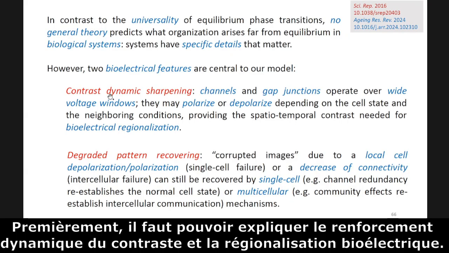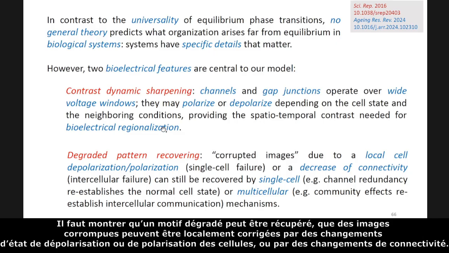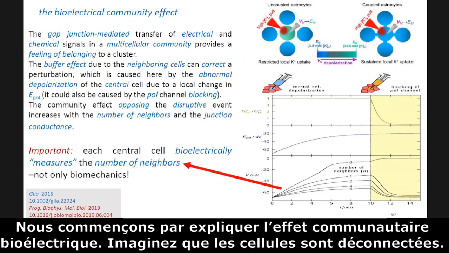First feature, we have to be able to explain contrast, dynamic sharpening, and bioelectrical regionalization. We should be able to show that a degraded pattern can be recovered, that corrupted images can be locally corrected by means of changing the cell depolarization or polarization state, or by means of changes in the connectivity. These are two interesting things that should be explained in our model.